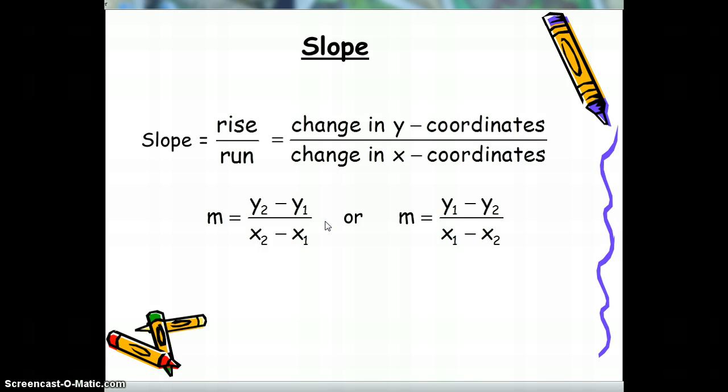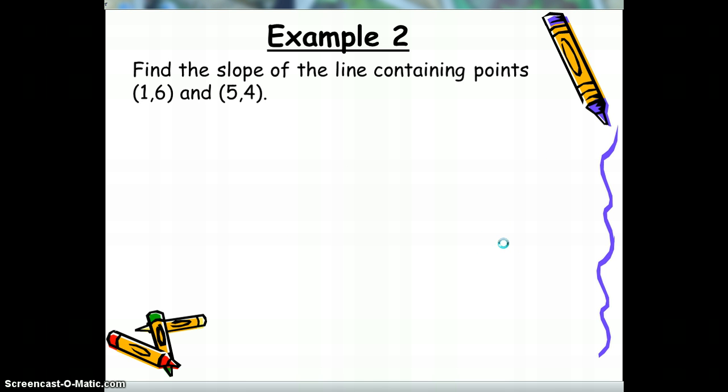All right, we just talked about that. And notice how these are in the right order: y1 over x1 and then y2, x2. Okay. All right, so let's find the slope of a line containing two points. Now, again, this is not for graphing.